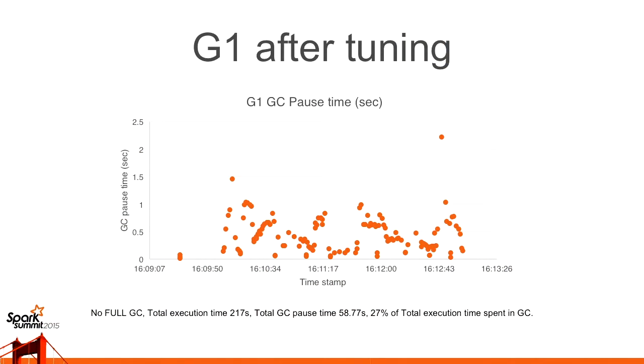Okay, so we threw in the new GC tuning parameters in our command line, and we launched the same workload again. This is what we see after the tuning. So apparently, there are no full GCs anymore. And the total execution time for this workload reduced from 470 seconds to 217 seconds. And we only spent about 27% of time in the GC, which is somewhat acceptable compared to what we had before.